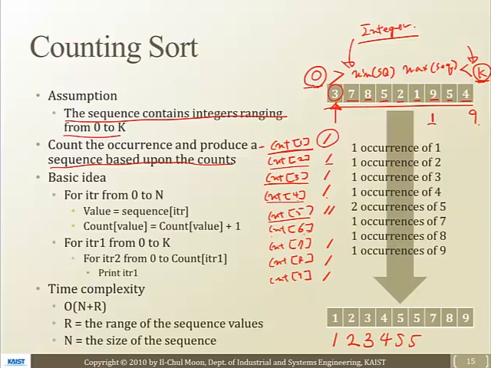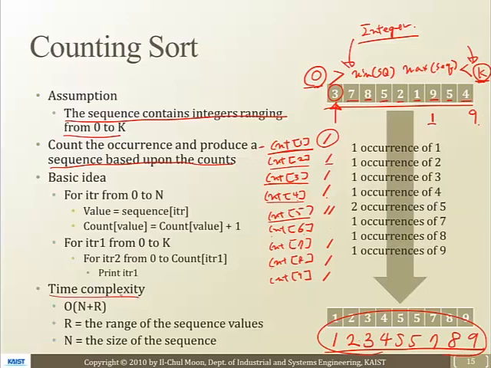We have index 6 and count 0, so nothing is printed out. We have index 7 and count 1, so 7 here. We have index 8 and count 1, so 8 here. We have index 9 and count 1, so 9 here. It's sorted. All right, interesting, right? So it's sorted out.